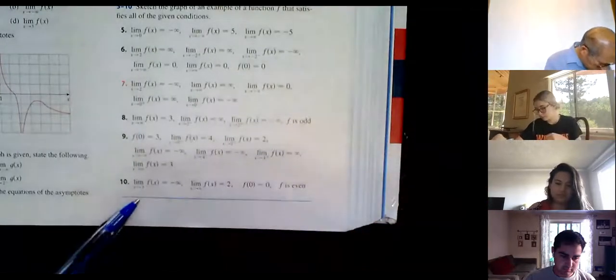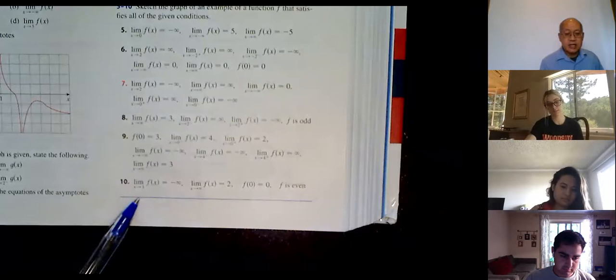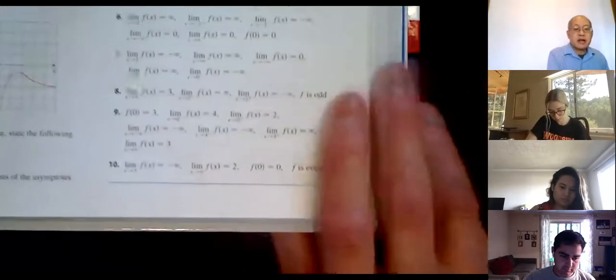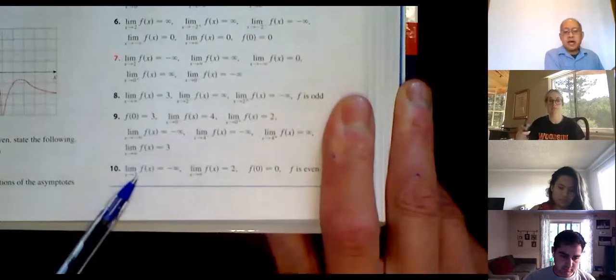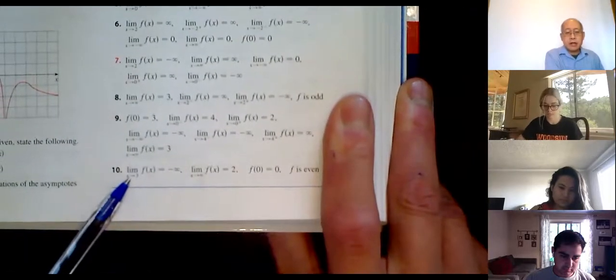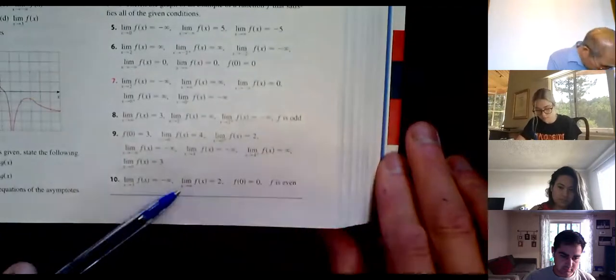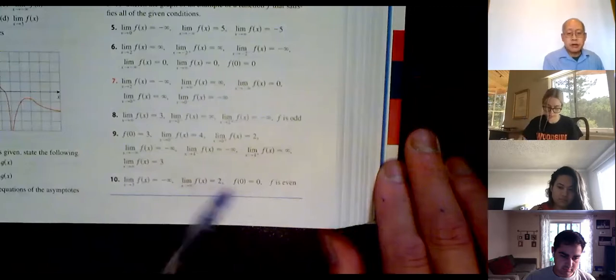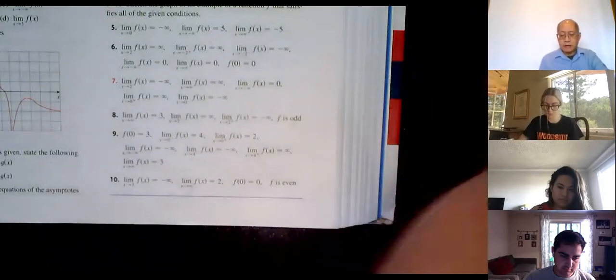The limit as x approaches 3 of the function is negative infinity. I don't know if you can see it. I can barely see it now. But there's no plus or minus sign, so this is two-sided. The limit as x approaches infinity of f of x is 2, f of 0 is 0, and f is even.